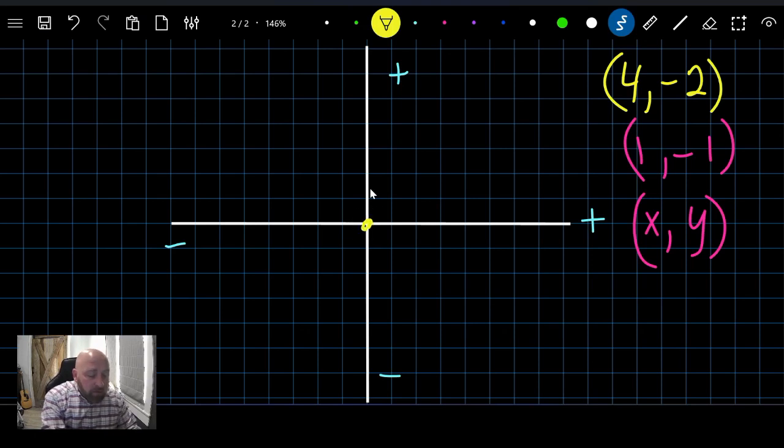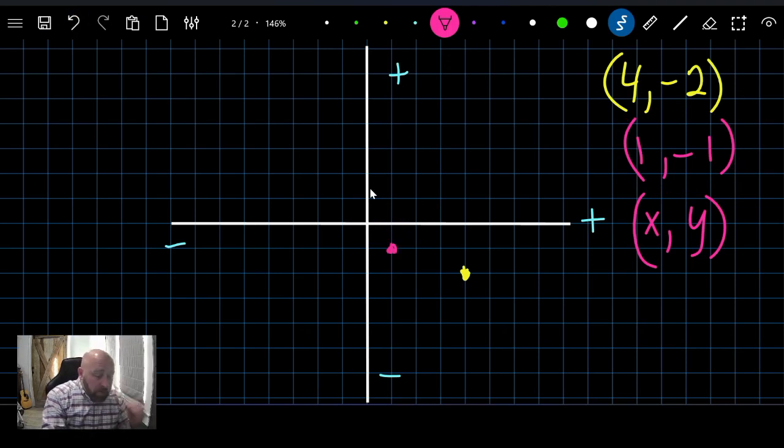So we always start here in the middle. We always go 4 spots to the positive or to the right. 1, 2, 3, 4. And then we're going down 2 because this is -2 on the y. 1, 2. So there's our spot right there. Put our mark. Then we'll come up here on this pink one and we're going to go 1, -1. So we're going 1 to the right and then 1 down. So our spot's going to be right here.